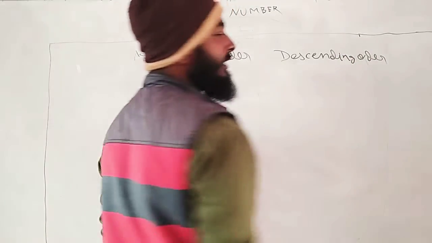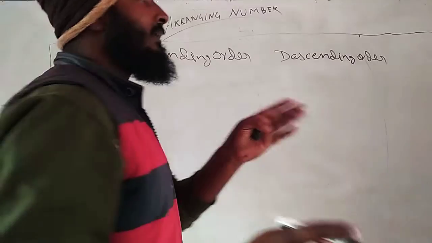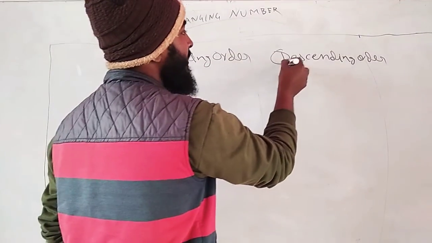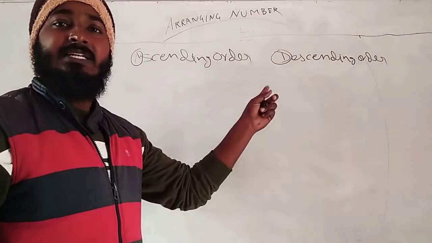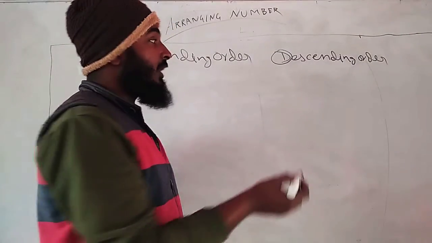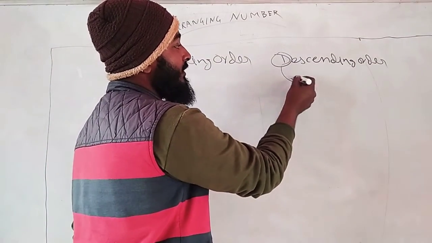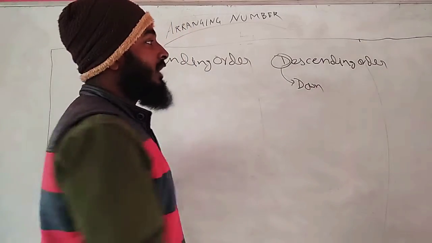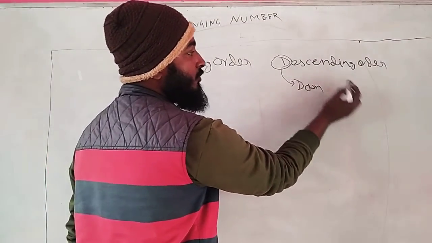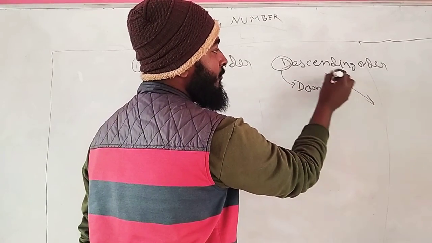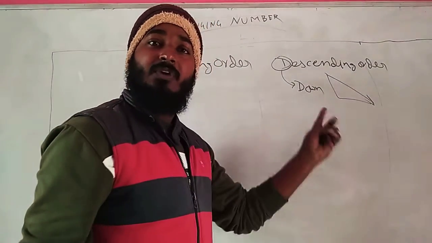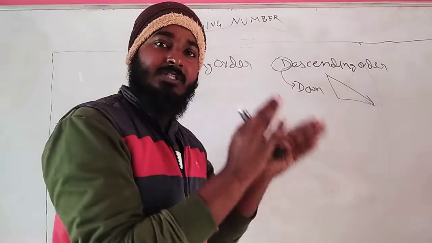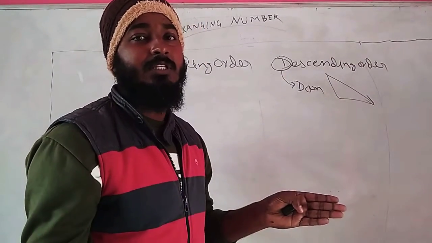Don't deal with this long word. Deal with the first letter. The D stands for descending. D also means down. What is the literal meaning of down? Down is something from above to below. It means first it was greater and then it was smaller. So descending order is first the greater number and then the smaller number.